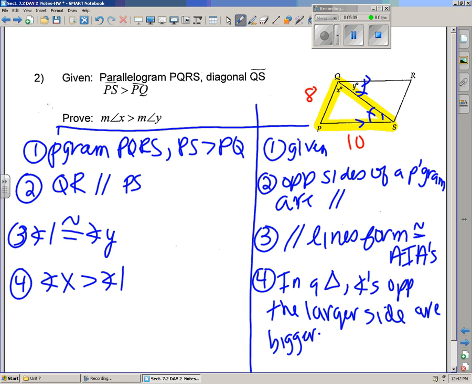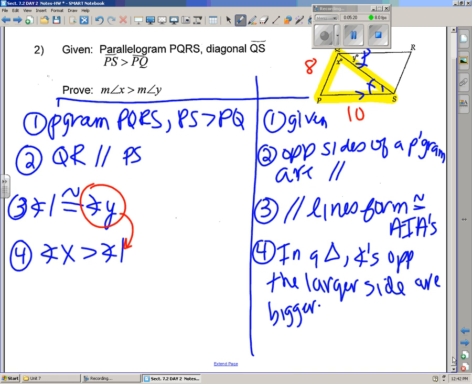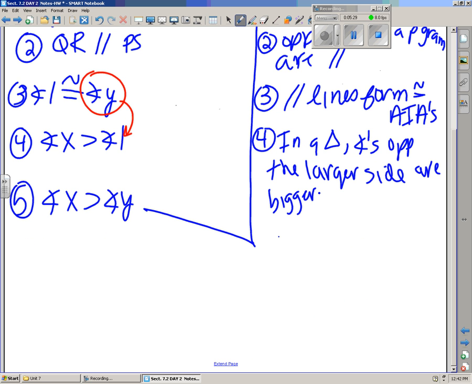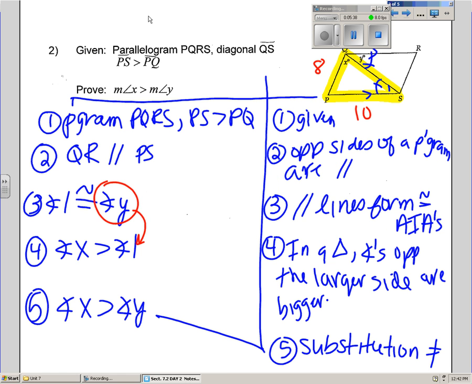Then what we can say is we're looking for angle x to be more than angle y, but angle 1 and angle y are the same. So we should be able to substitute in angle y for angle 1, and then we can say that angle x is more than angle y, and that is because of substitution. It's really substitution inequality, but if you just put substitution, not a big deal. So make sure you're good with that one.